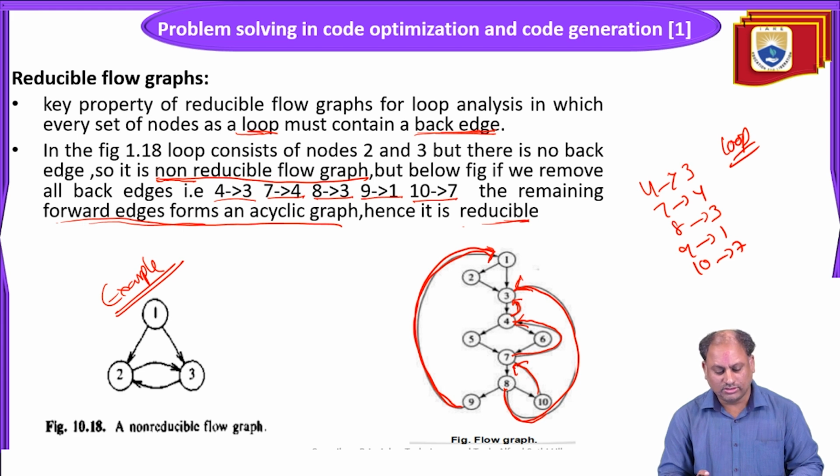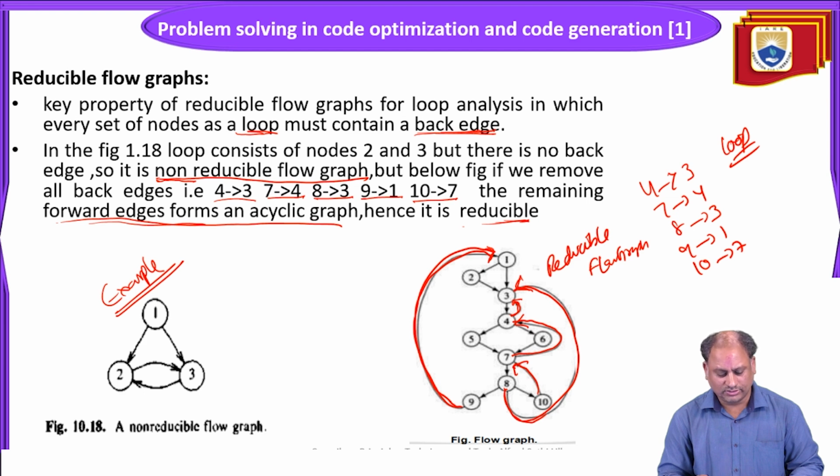In a reducible flow graph, the loop must contain back edges. So this is a reducible flow graph. In a reducible flow graph, the loop analysis contains a set of nodes, each node has some back edges, and several nodes form several loops. In the loops, it must contain back edges.